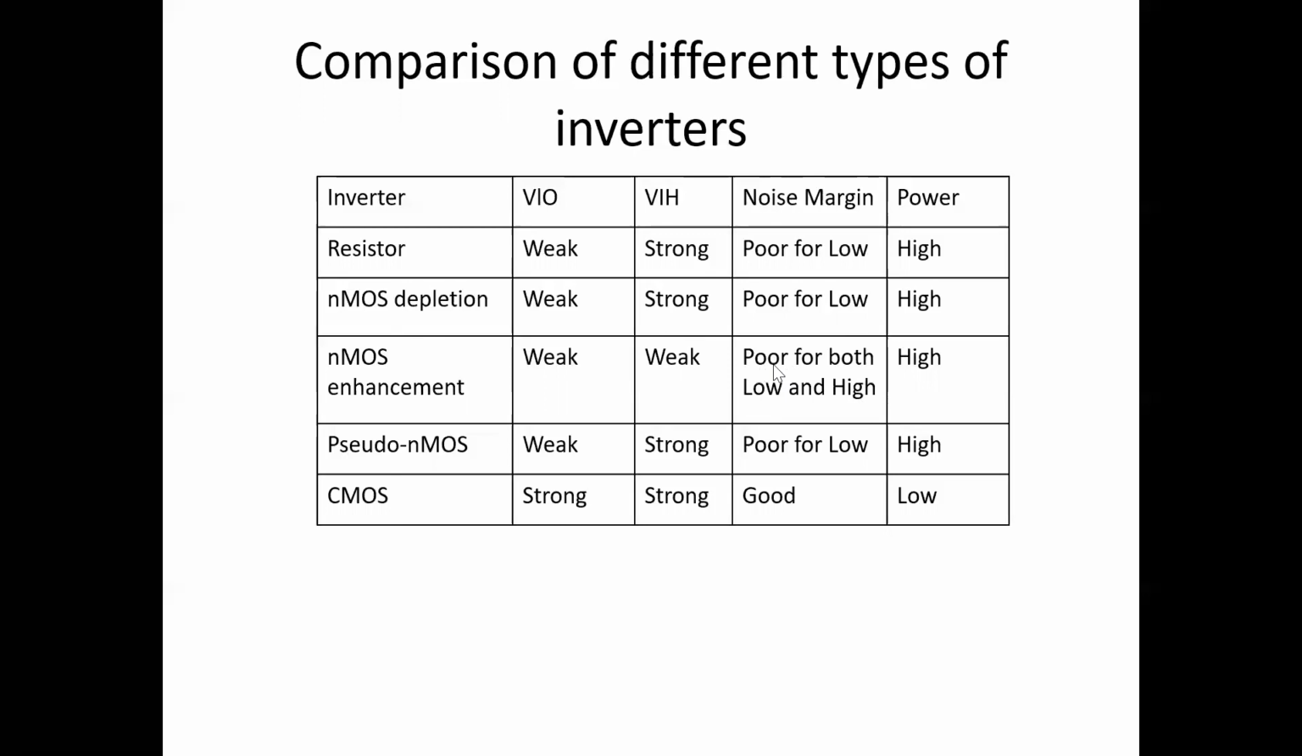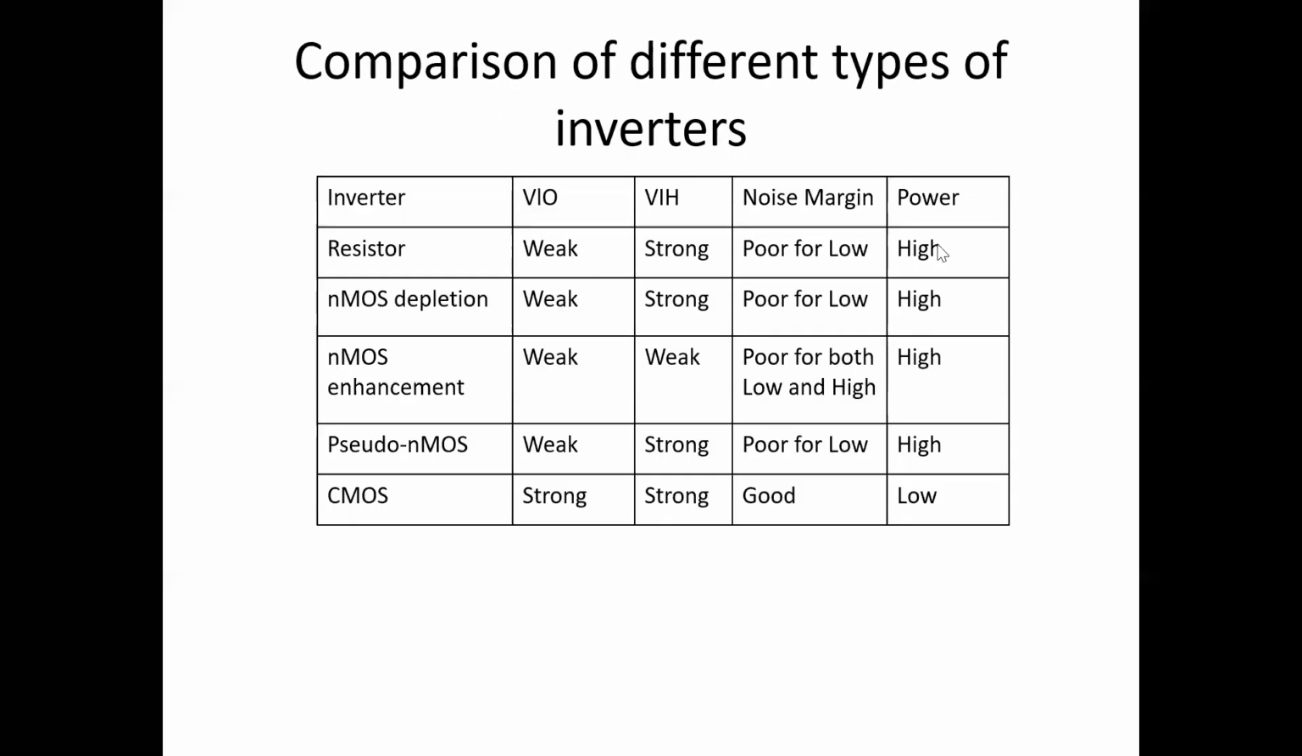It is not good either on the higher side or on the lower side. And here, even this is poor for the lower side. On the lower side, the output voltage doesn't reach 0. And VIL and VIH, that is your lower input voltage and higher input voltage, the noise margin, if you see, is weak, poor for the lower voltages, whereas here it is poor for both the higher and the lower voltage.